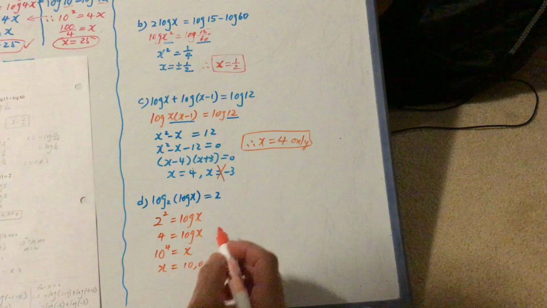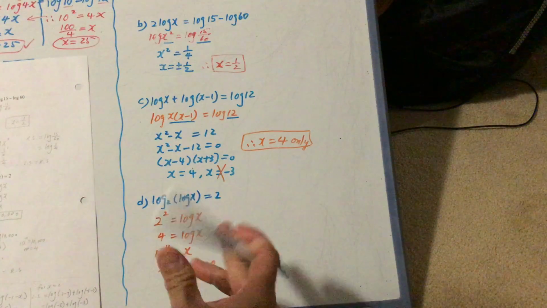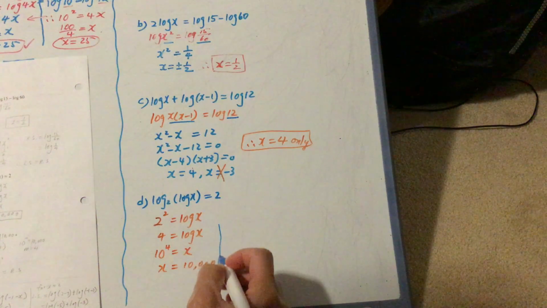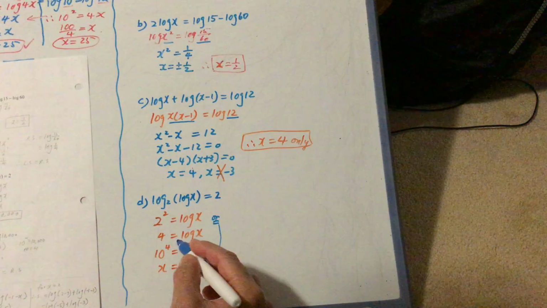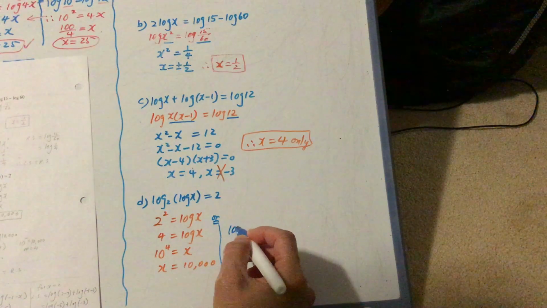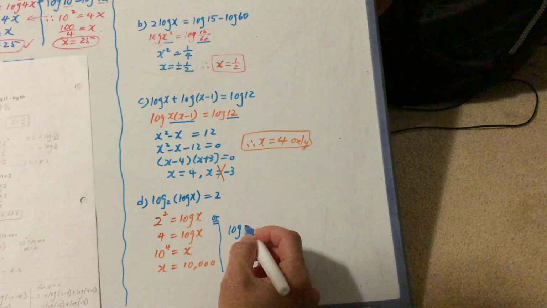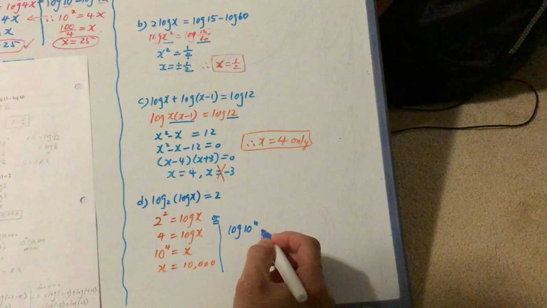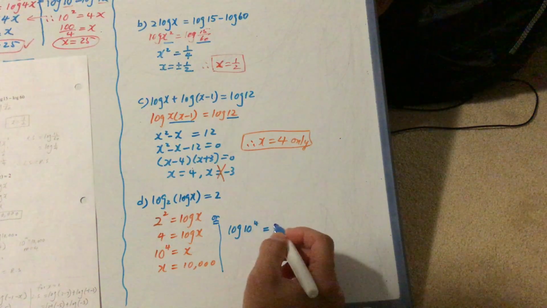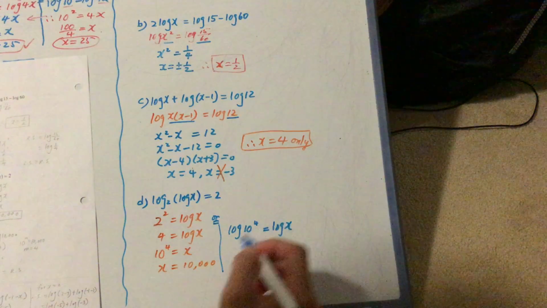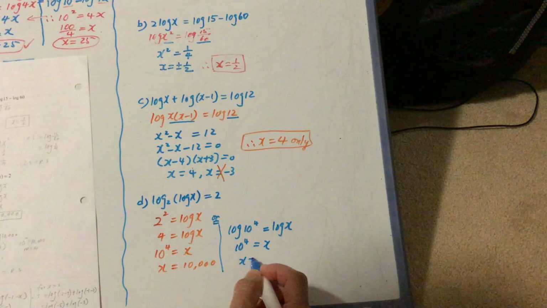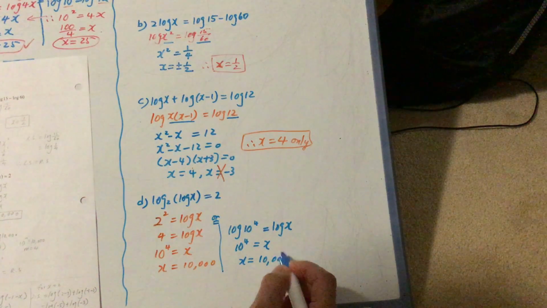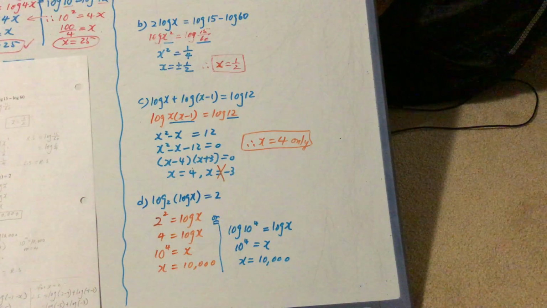Or you can look at this from this step. You can make the 4 into a log with the base 10, but it's 10 to the 4. That will also give you 4 as log x. So again, 10 to the 4 is equal to x. So x is going to be equal to the same answer as well, but it's just using a different method to deal with it. Okay?